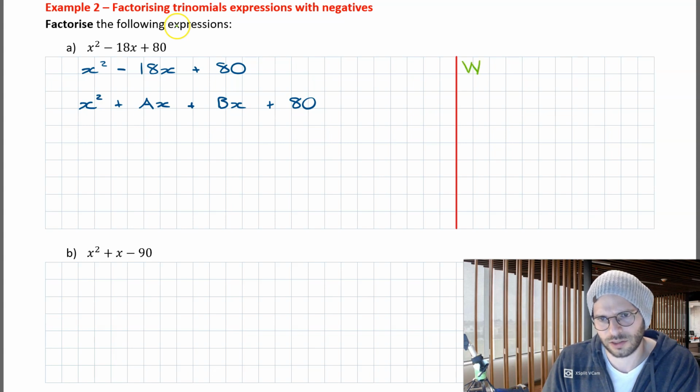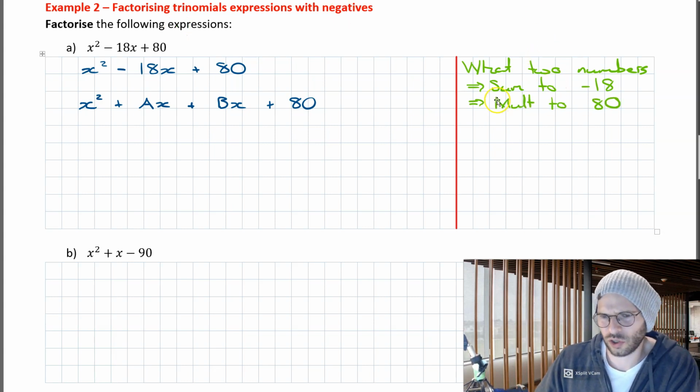We still ask the question: what two numbers sum to give minus 18 in this case, and multiply to give 80? Now, because we're getting a sum of negative 18, one of the numbers at least has to be negative. But the product is 80, which is a positive number. Because of that, there's only one combination of negative numbers we can use. Both a and b need to be negative, otherwise we wouldn't have a positive product.